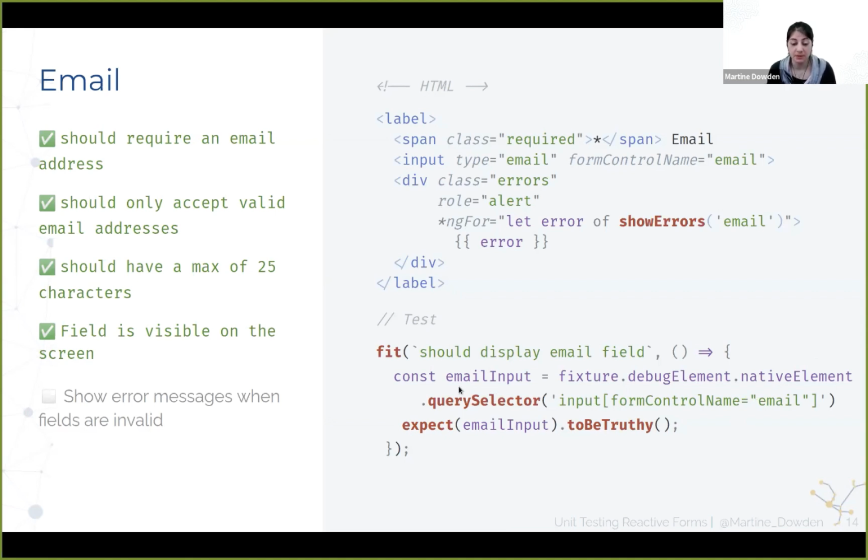So in this case, I'm using query selector, which allows me to select any element using the same kind of queries you would use in CSS. I'm saying I want you to find an input that has an attribute of form control name of email. If I had two of these on the screen, it would find the first one and stop, and that's what it would return. So it's going to find the first element in my component that matches this query.